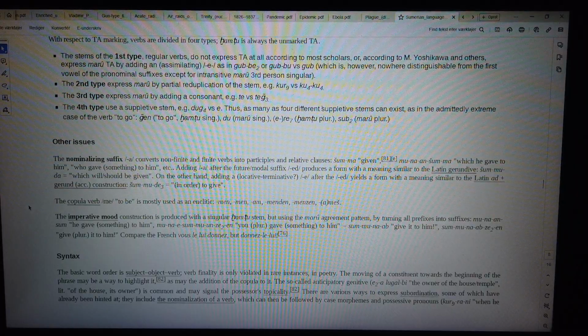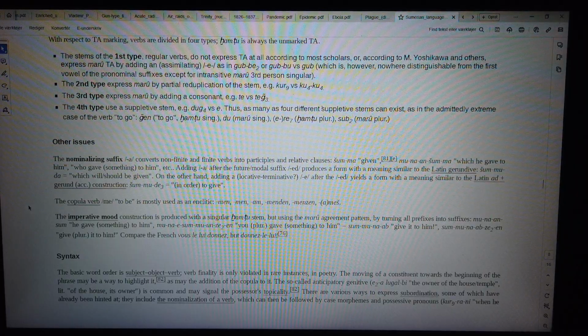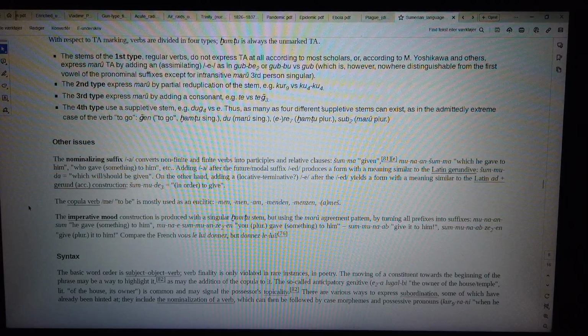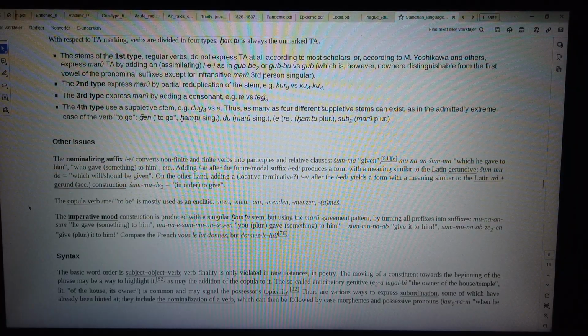Other issues. The nominalizing suffix /a/ converts non-finite and finite verbs into participles and relative clauses. Example given, 81, e-na-sum-a and ammar which he gave to him, who gave something to him, etc.